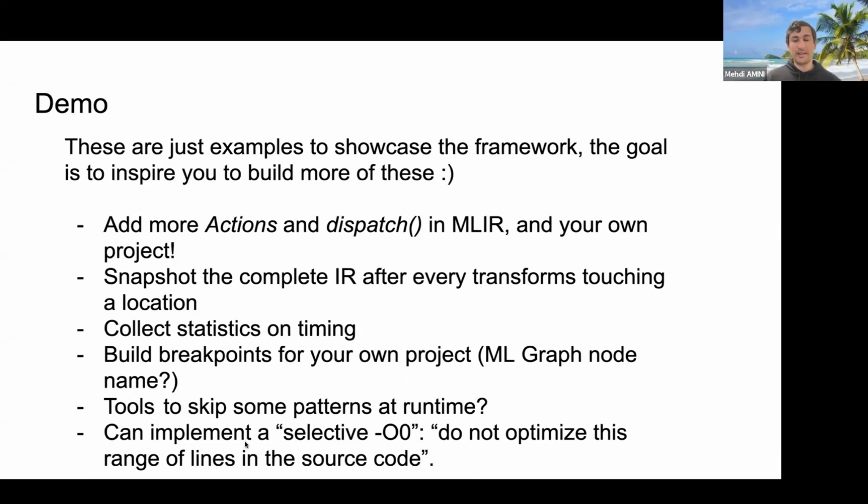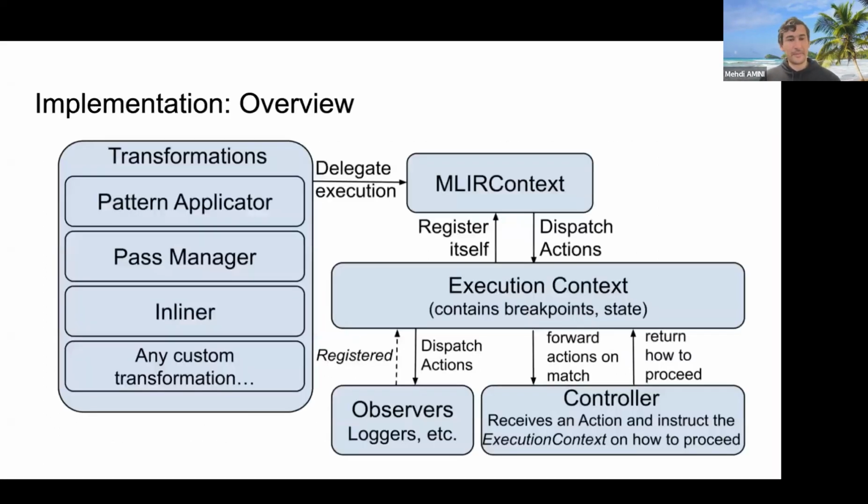We can implement some selective O0, you know. For example, I can give a range of locations in the source code and say, compile my Fortran code, but don't optimize anything between line 100 and 105, right? That seems pretty cool to be able to do. And we can do that by just skipping every action touching these lines of code. It's not a fully O0 because we're restricted to what is instrumented in the compiler. What is not instrumented is not going to be able to honor those requests, but that's pretty interesting.